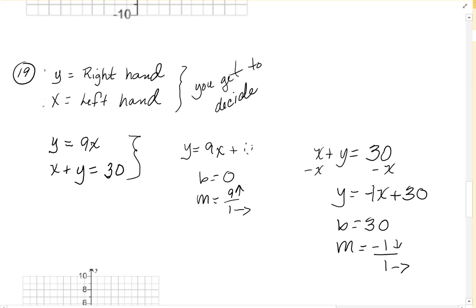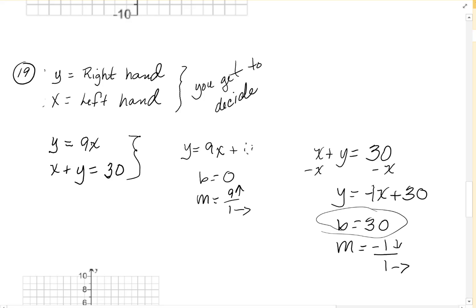This is not a great problem to do by graphing because of the size of these numbers, especially this y-intercept of 30. Nevertheless, the only technique taught in this lesson is graphing. So you need to put a grid on an entire sheet of graph paper, making sure that your y-axis extends up to 30.